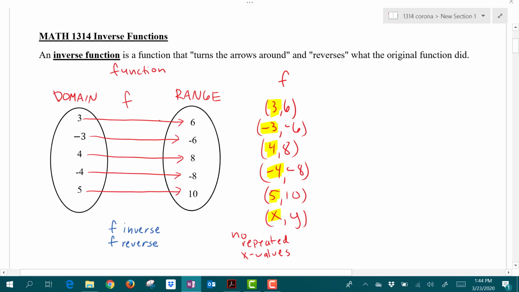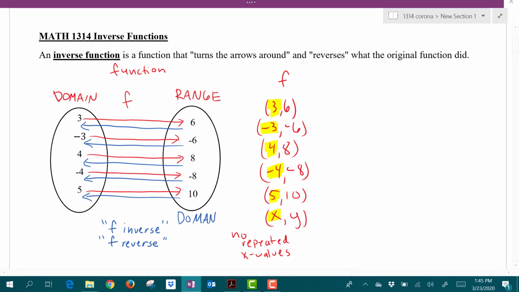So instead of going from 3 to 6, this f inverse function or f reverse function is going to start at 6 and point back to 3. So all of the arrows are going to go in the opposite direction. So we have a different starting place and a different ending place. So the inverse function, f inverse or f reverse, actually starts on the right side.